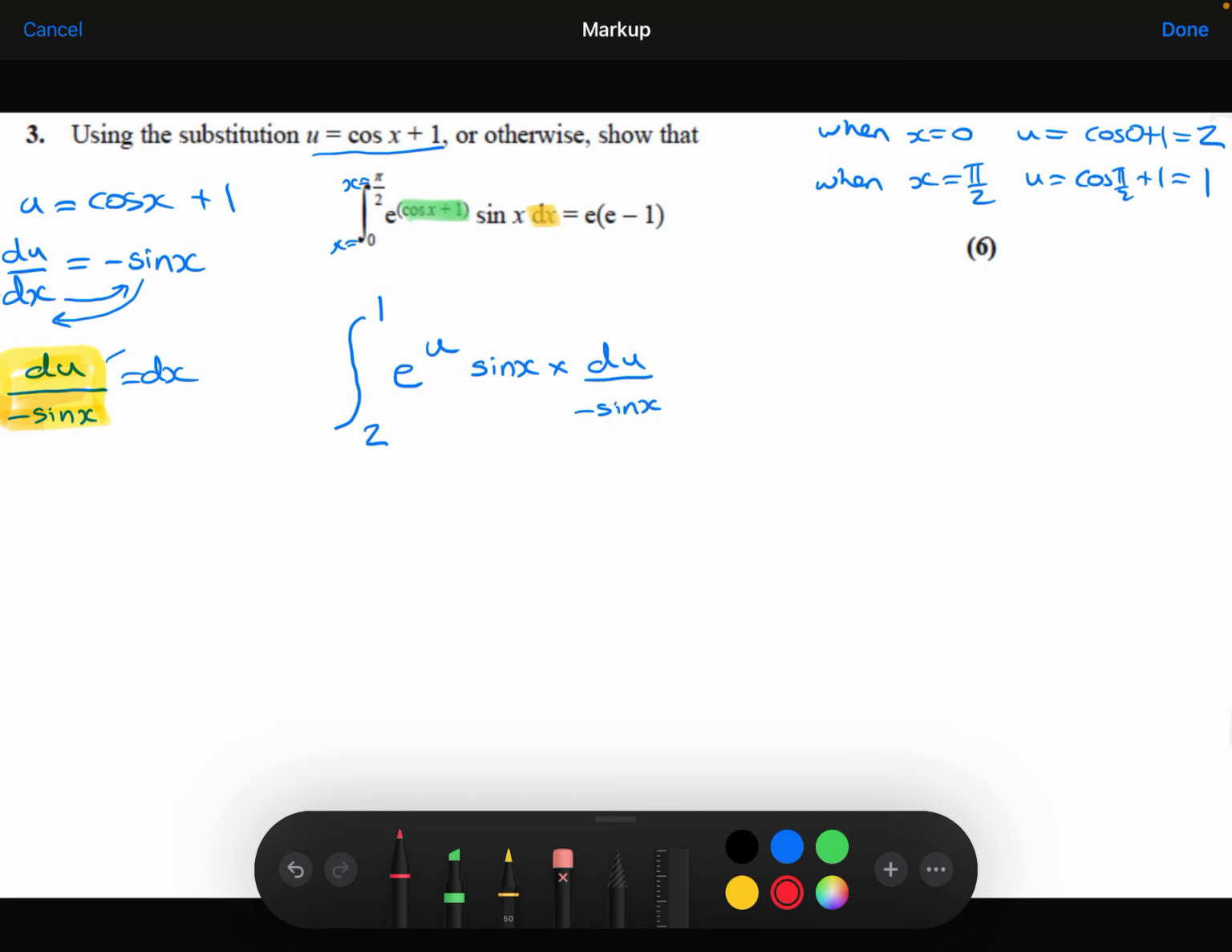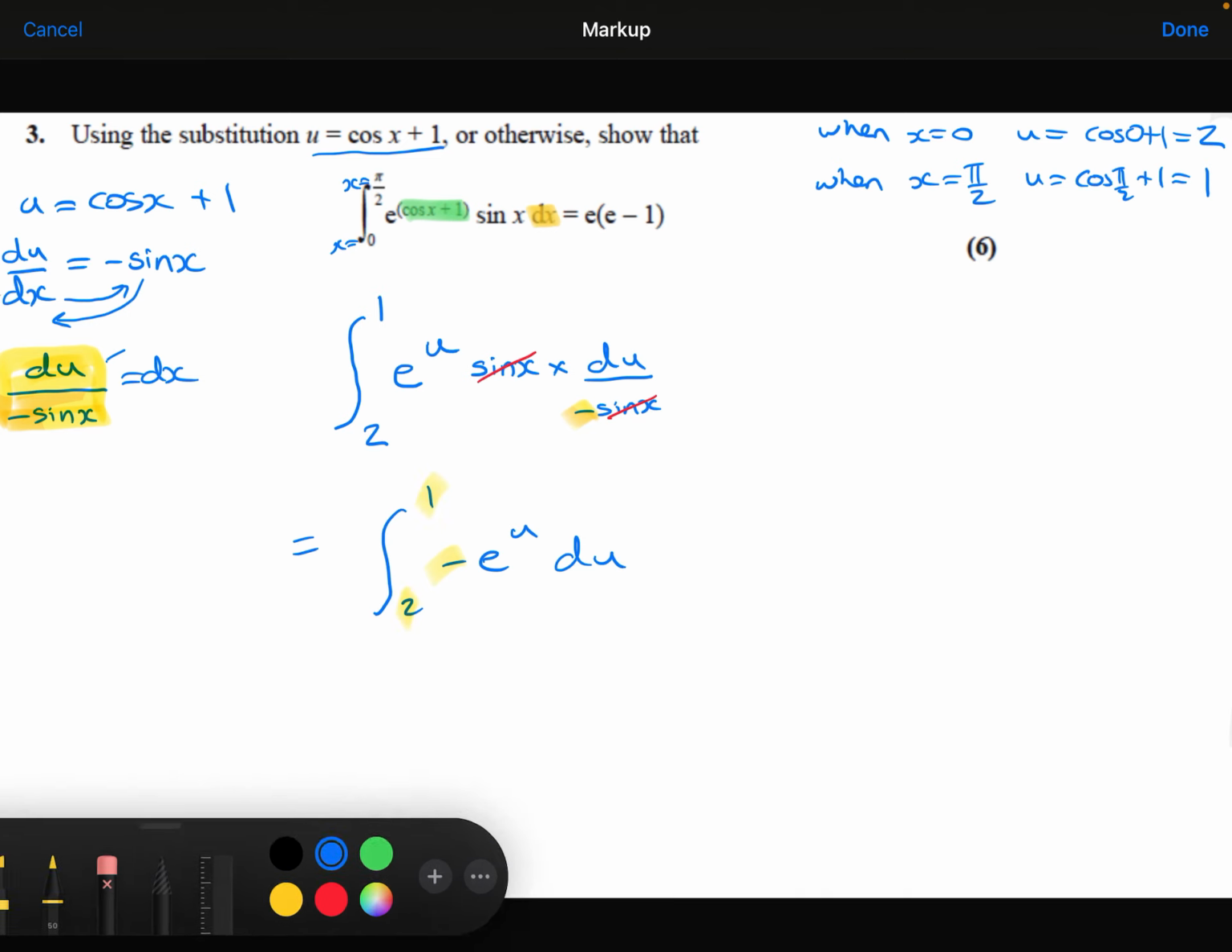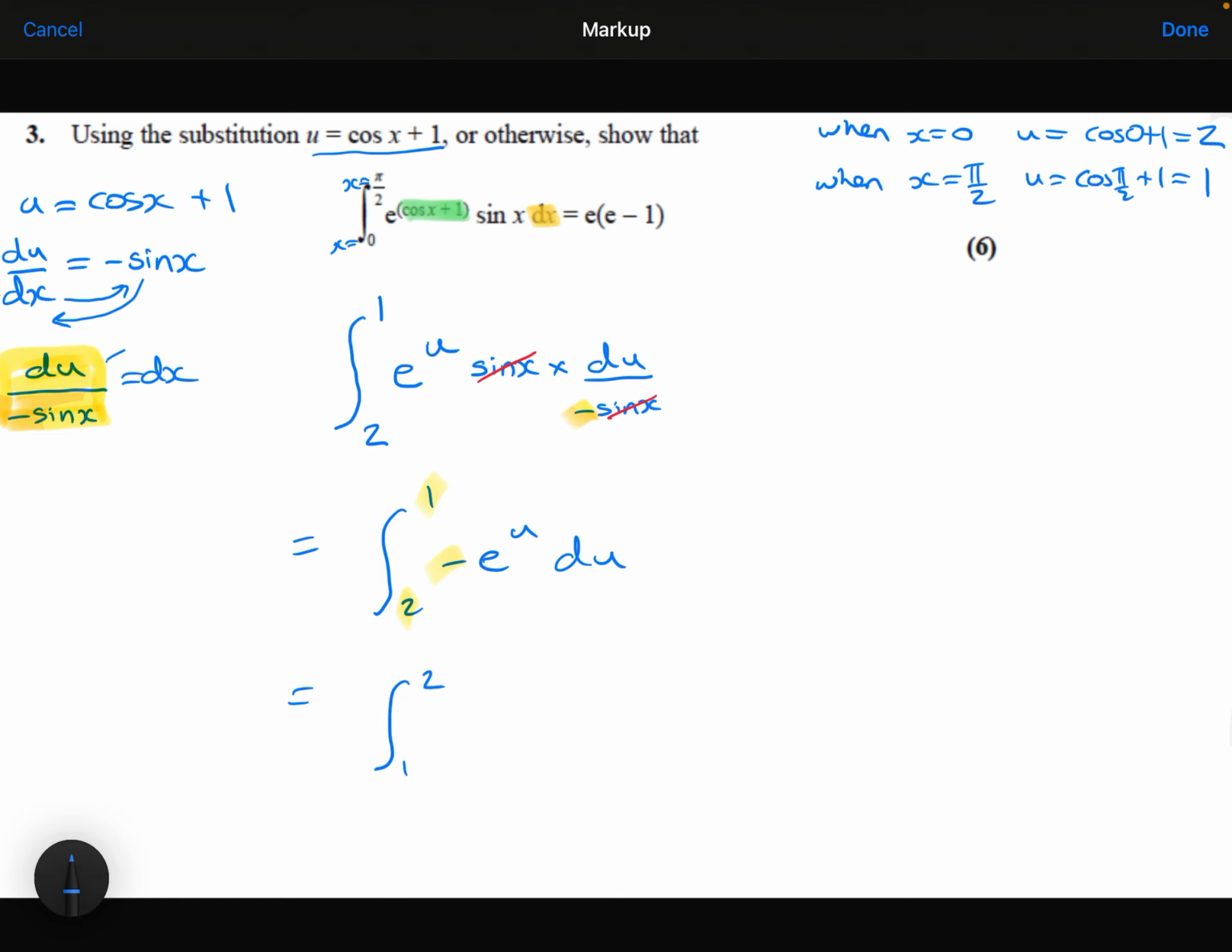And like I say, we can now see that the sin x's are going to be cancelling out, so I didn't need to worry about converting sin x into the u world. I do still have this minus 1 on the bottom there though, so that would change the overall sign here. So I'd get minus e to the u du. But one little trick I can do, I can change this to be a positive as long as I change the limits around. So I can swap this to be the integral from 1 to 2 of positive e to the u.